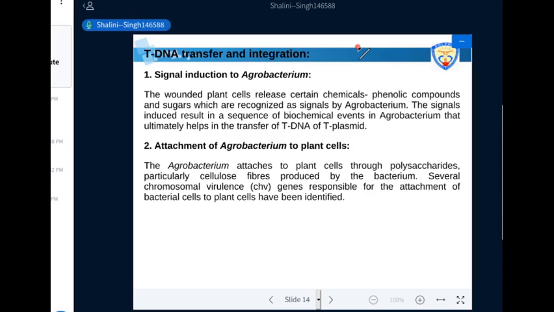Procedure of T-DNA transfer and integration. So first, it will require signal transduction to Agrobacterium. The wounded plant cells release certain chemicals, phenolic compounds, and sugars which are recognized as signals by Agrobacterium.